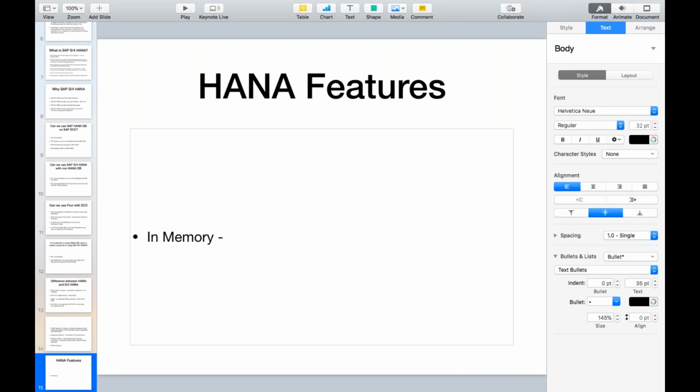Yes, Gaurav. In memory means the data is stored in RAM instead of hard drive so that the processes can run faster. Right. So the simple definition of in memory, what Rahil said, is 100% correct. In memory means data is stored in RAM.